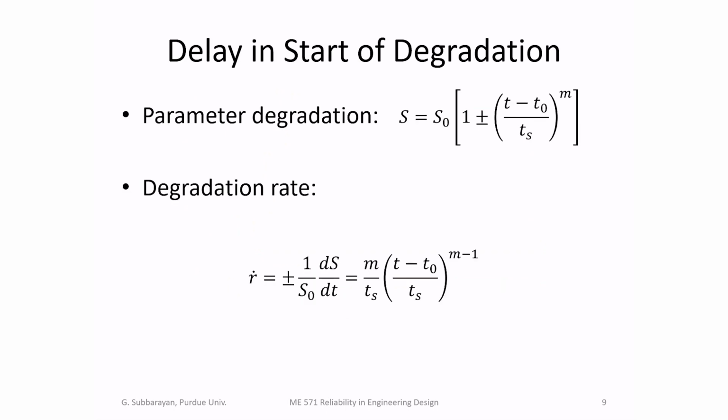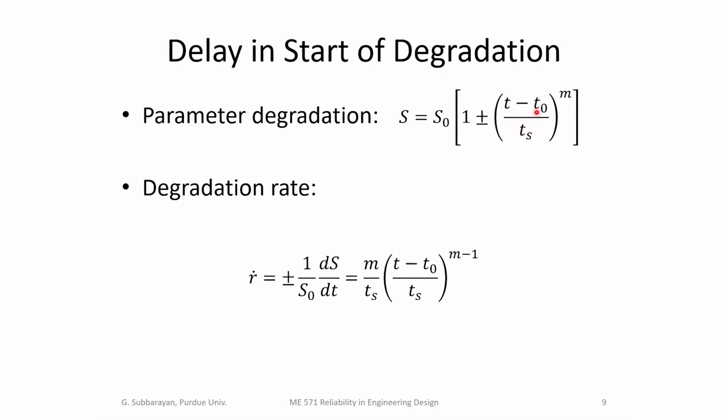Now you could say, well, in my product, I have a delayed start of degradation. This is just a mathematical convenience. It's not fundamentally introducing new physics. You can introduce another offset parameter T naught, so that you model not from time t equal to 0, but from time t equals T naught. And so you model the growth or decrease from time t equals T naught.